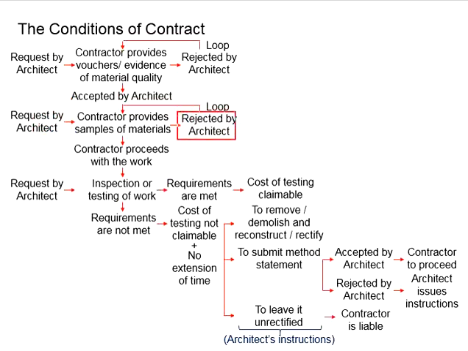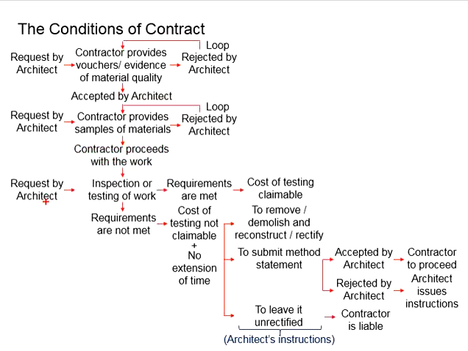If the specifications do not meet the standards, the architect has the right to reject, and the contractor will need to replace it with another material. The process here again will loop until the quality meets the standard and is accepted by the architect. Once accepted by the architect, the contractor may proceed with the work.